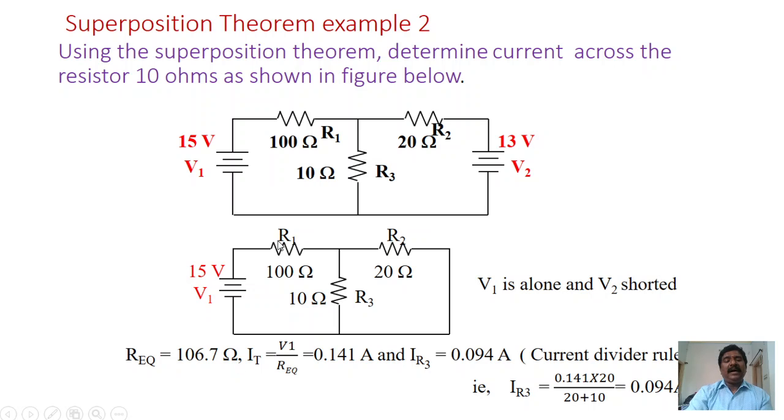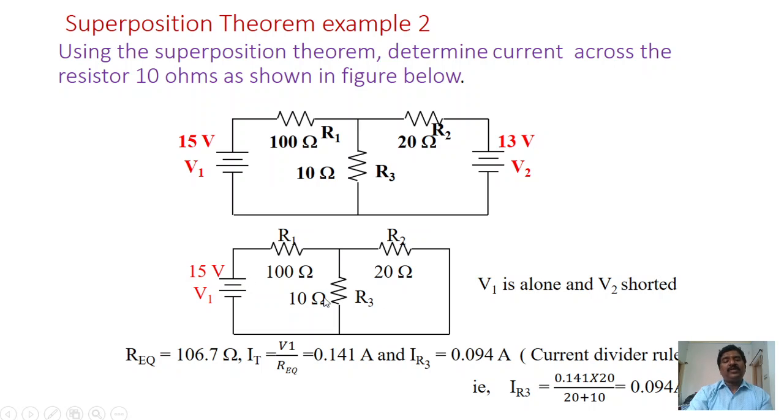So finally R equivalent is equal to 106.7 ohms. Once we get the total resistance of the circuit, IT, the total current, is equal to V1 divided by R equivalent. R equivalent we already know, and V1 is 15 volts. Substituting, we get 0.14 amperes as the total current in the given network. But I want to calculate the current flowing on R3 with an individual source.